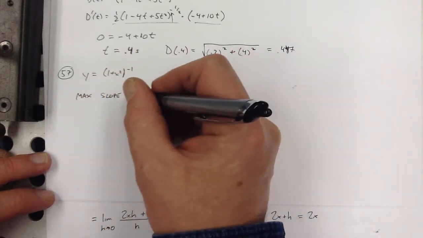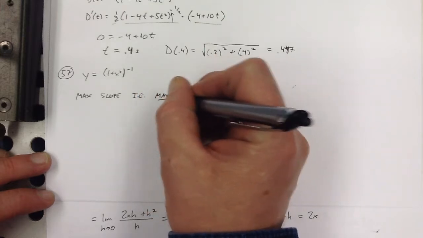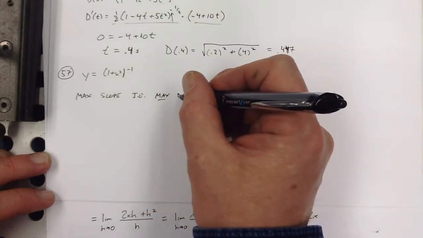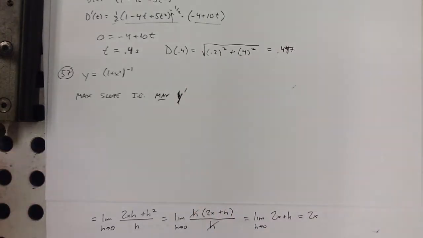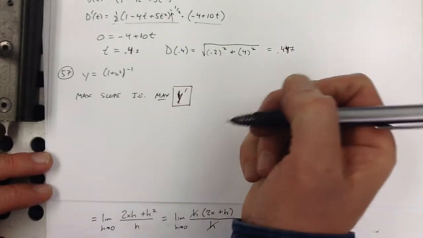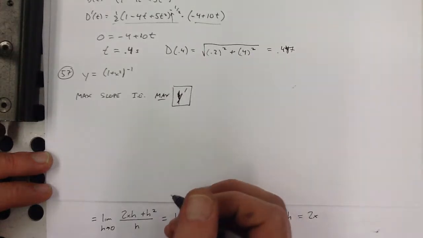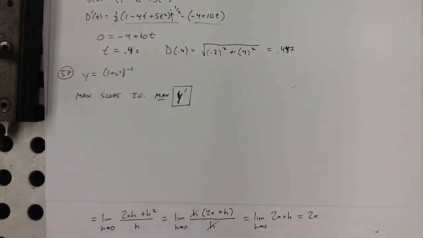In other words, I want to find the maximum of the derivative, or in other words, the maximum of y prime. So if you want to find the maximum of y prime, then you have to take the derivative of whatever you're trying to maximize and set that equal to 0. So I really need to set the second derivative of this equal to 0.